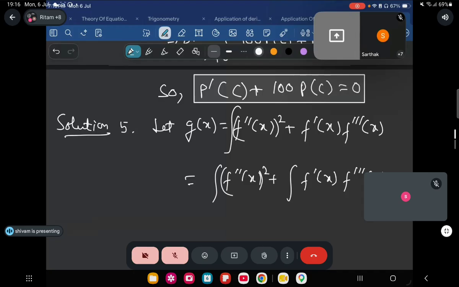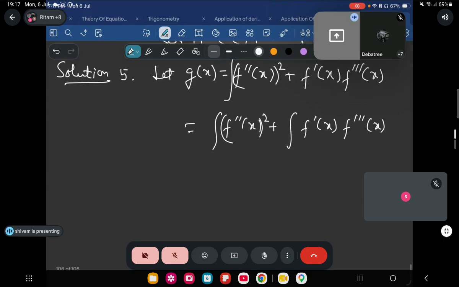Over here we can apply the UV rule, right? Tell me, everyone. Are you people getting it? Yes, sir. Tell me which one to integrate and which one to differentiate. It would be better to integrate f triple dash x, isn't it?